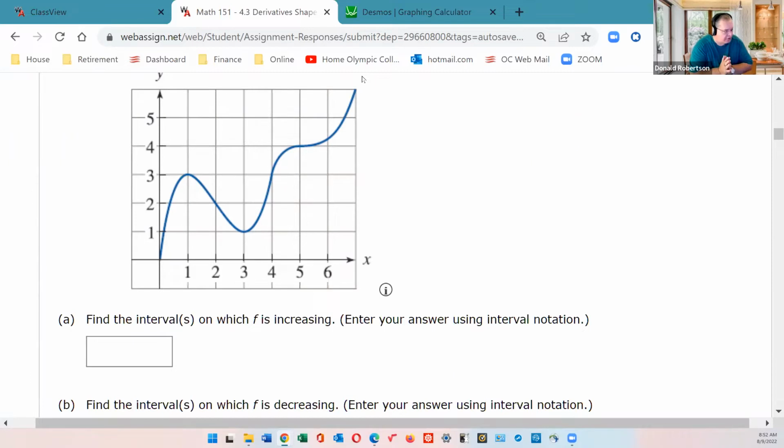So that makes 3 points of inflection. A point of inflection at coordinates 2, 2. A point of inflection there, coordinates 4, 3. And lastly, a point of inflection here at 5, 4.